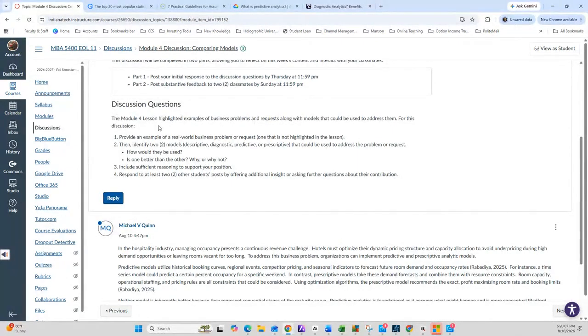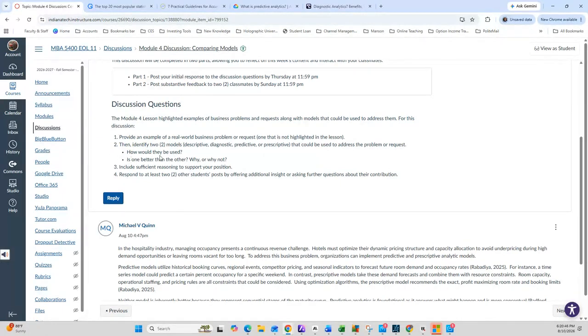Discussion question for this week is the module 4 lesson highlighted examples of business problems and requests along with models that could be used to address them. For this discussion, you're going to provide an example of a real world business problem or request, one that is not highlighted in the lesson. Then you're going to identify two models: descriptive, diagnostic, predictive, or prescriptive, that could be used to address the problem or request. How would they be used?